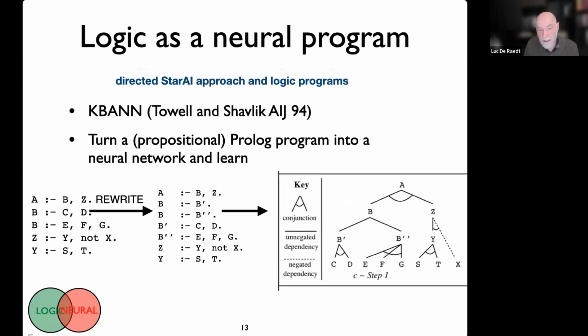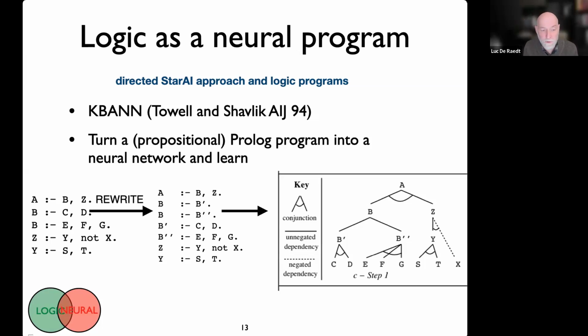To see that this is the case, it's convenient to go back to the very early days of neurosymbolic AI. The very first approach, to my knowledge, is KBANN from Towell and Shavlik, now 30 years ago. They started off with a propositional set of rules, simple Prolog programs like: A holds if B and Z hold.